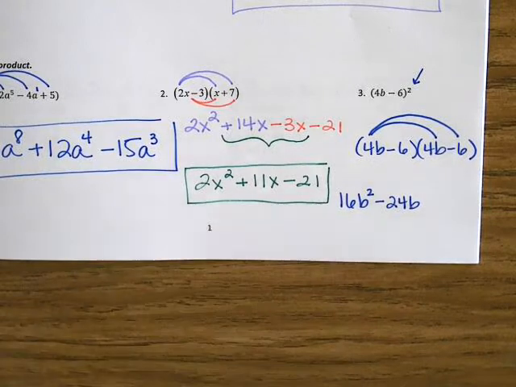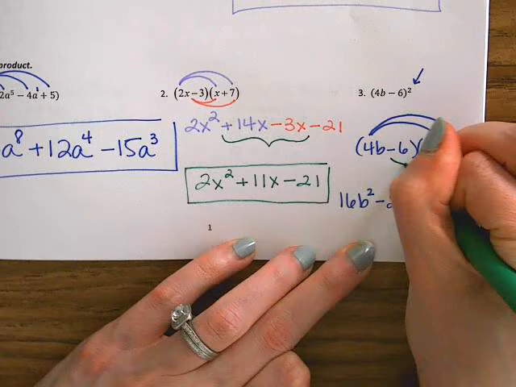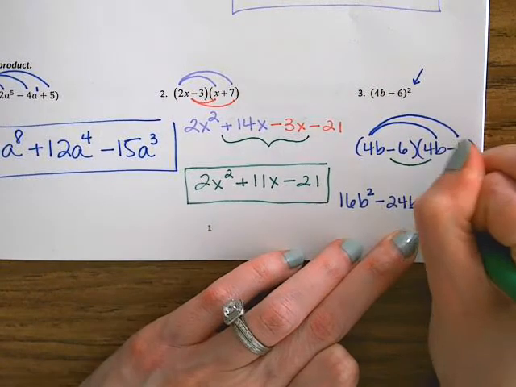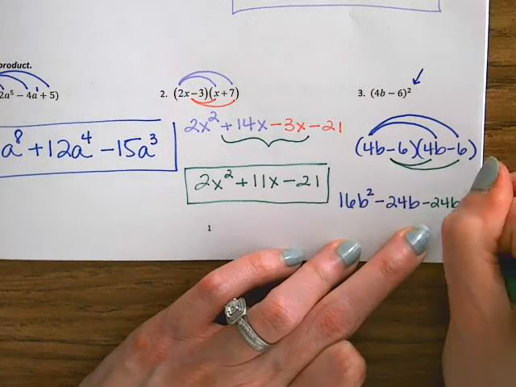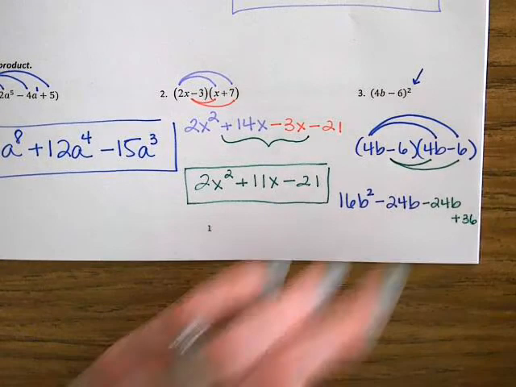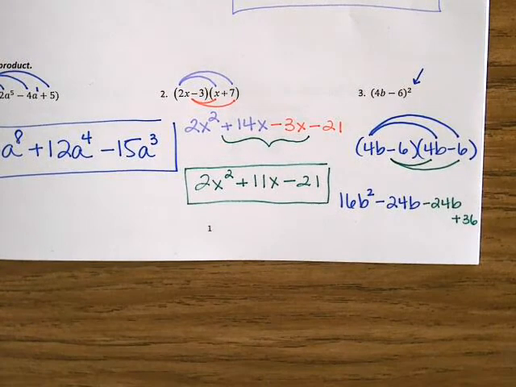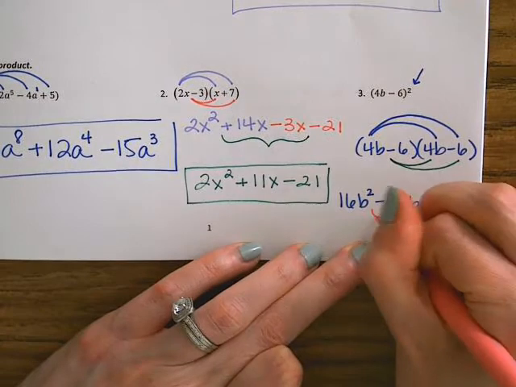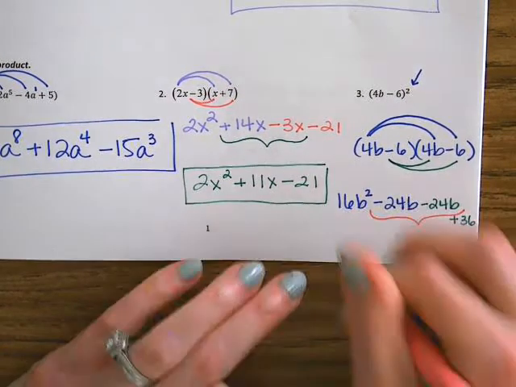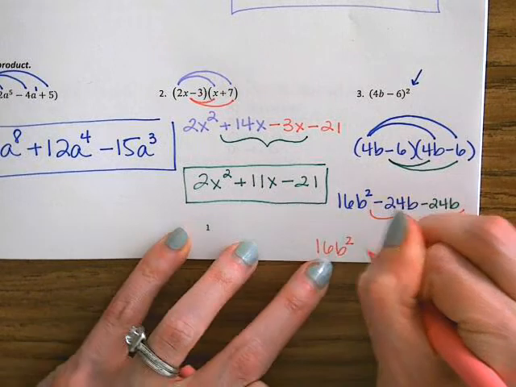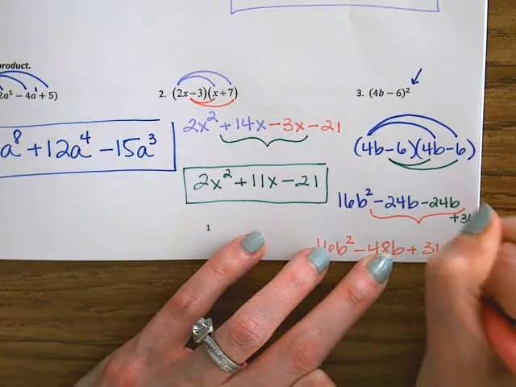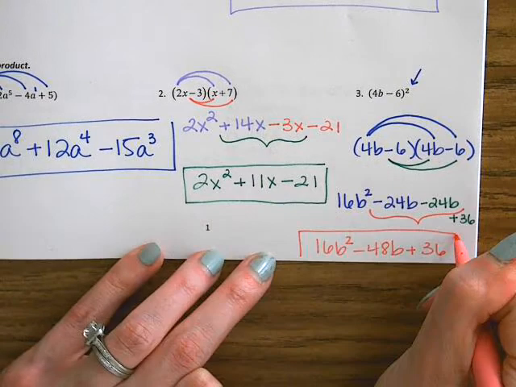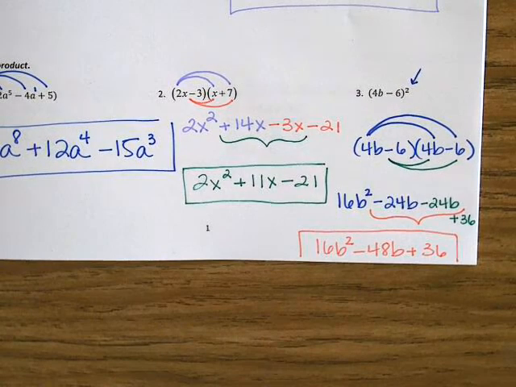But then, remember, we got to do it again with the negative 6 now. Negative 6 times 4b is negative 24b. And negative 6 times negative 6 is plus 36. And then add like terms in the middle, and you're done. So it's 16b squared minus 48b plus 36. And that's your answer.